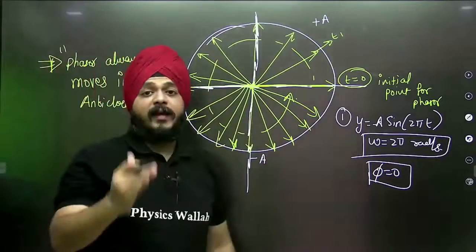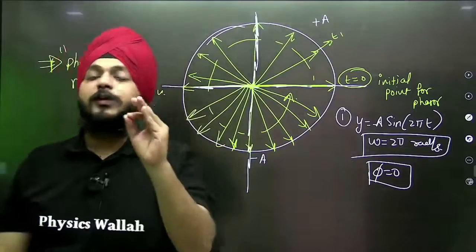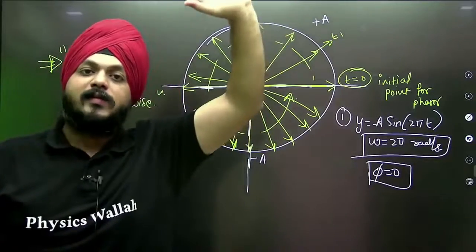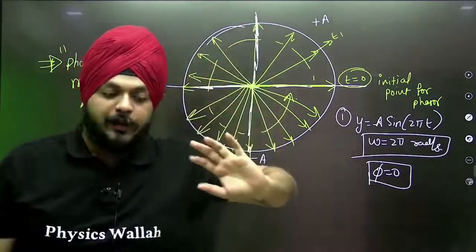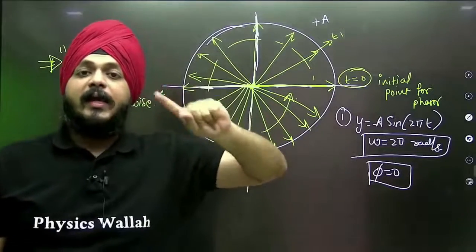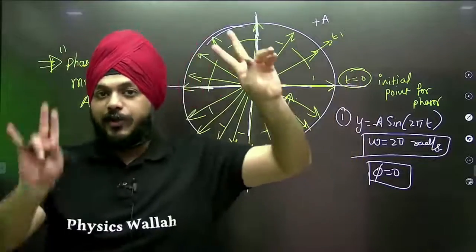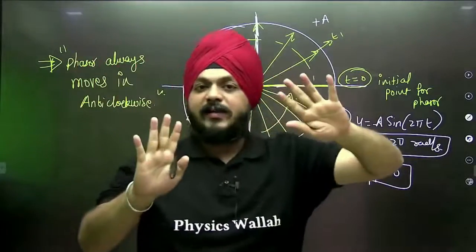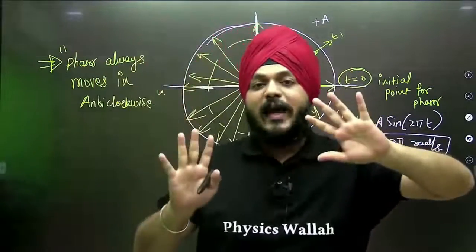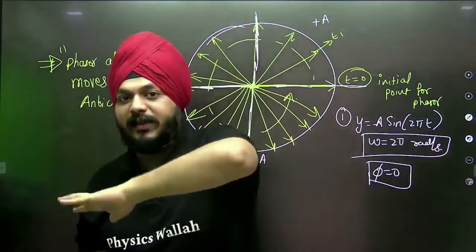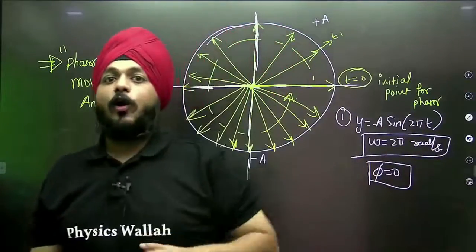Why? Because of angle. There is one noteworthy point about an angle. When we saw this in units and measurement, there is one noteworthy property. What is that? Angle is always calculated with respect to the positive x-axis and in the anti-clockwise direction. Again, I am highlighting this statement: angle is always calculated with respect to the positive x direction in the anti-clockwise direction.